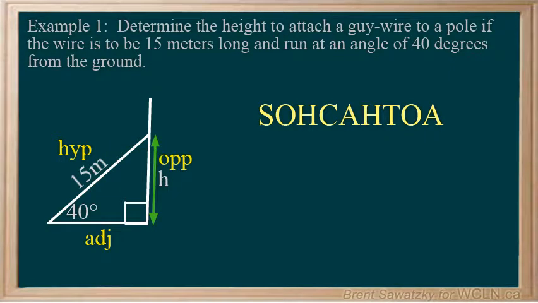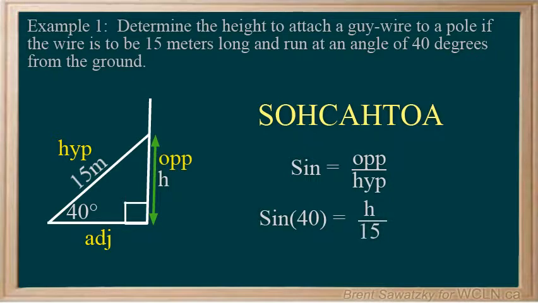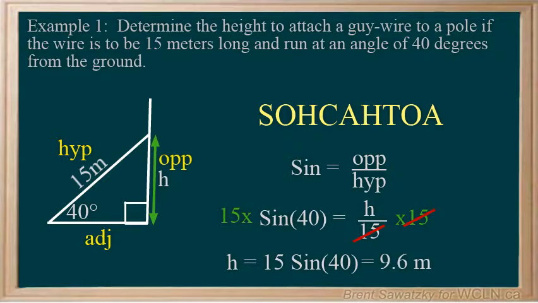Referring to our SOHCAHTOA and knowing that we want to use an opposite and a hypotenuse in our ratio, the sine ratio is the one we need. Sine of 40 equals h over 15. So to get h by itself, let's multiply both sides by 15, and we get h equals 15 sine 40, which we can calculate to be 9.6 meters. The guy wire should be attached 9.6 meters above the ground.